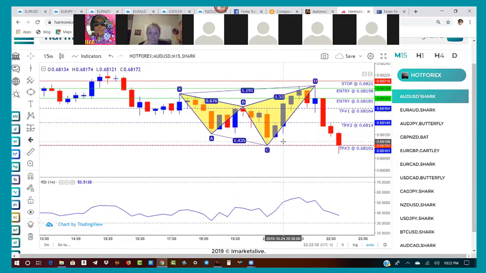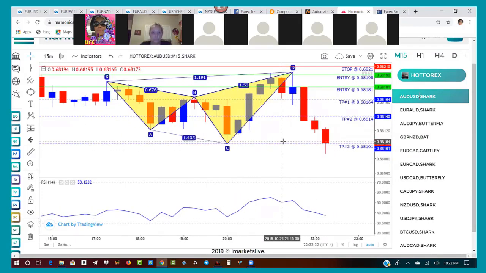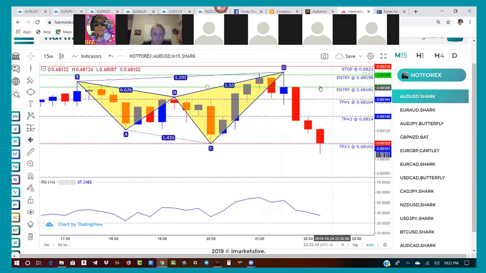What about it? They just need to be aware it has two entries. Oh, it has two entries. Yes, it has two entries. When you have a shark pattern, all these patterns, they have butterfly, bat, shark. Now, shark is a little bit confusing because they give you two entry points.